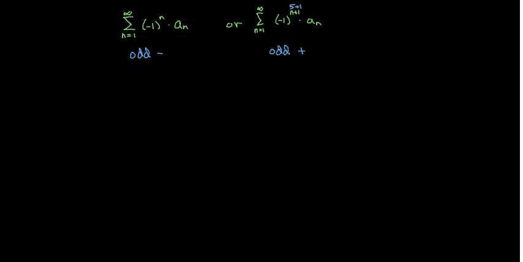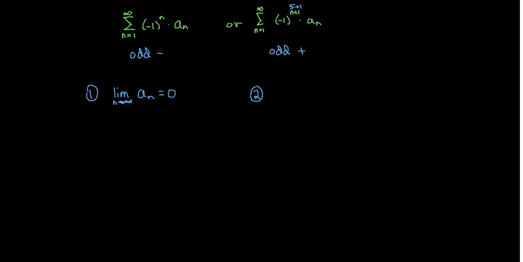Now with alternating series, there are two conditions that need to be met in order for you to have convergence. The first one should look very familiar. The limit as n approaches infinity of just a sub n, so not the positive or negative part, has to equal 0. Hopefully that looks familiar. We've seen that a lot. Definitely always a condition for you to converge.